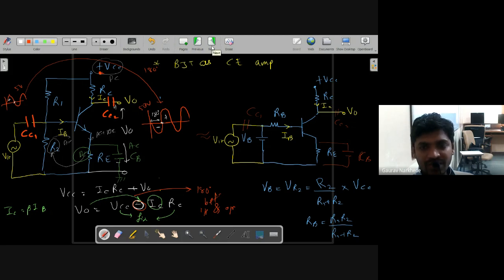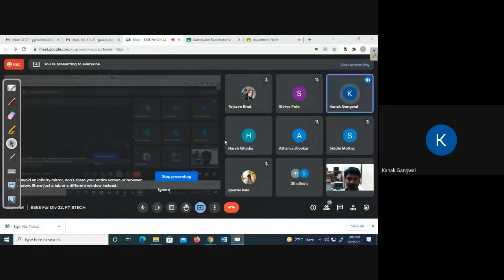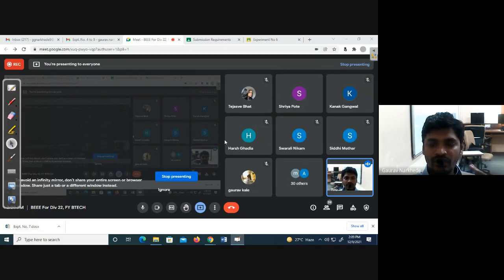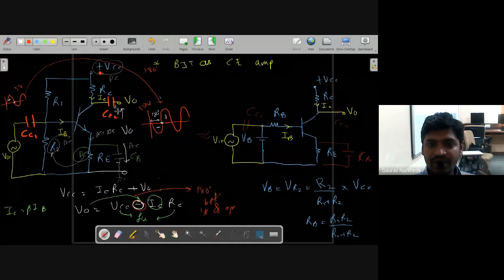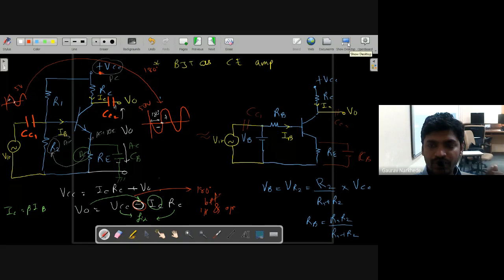So any difficulty in this so far? This is your BJT as an amplifier, a quick revision of what we have learned in the theory class. Any difficulties, anyone? No, sir. So now can we say that the BJT is working as an amplifier and it provides a 180-degree phase shift? Yes, sir. Okay. Now the same circuit we need to implement, right?